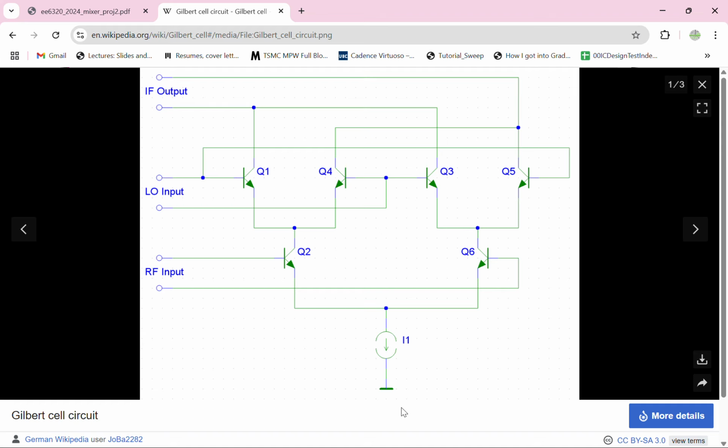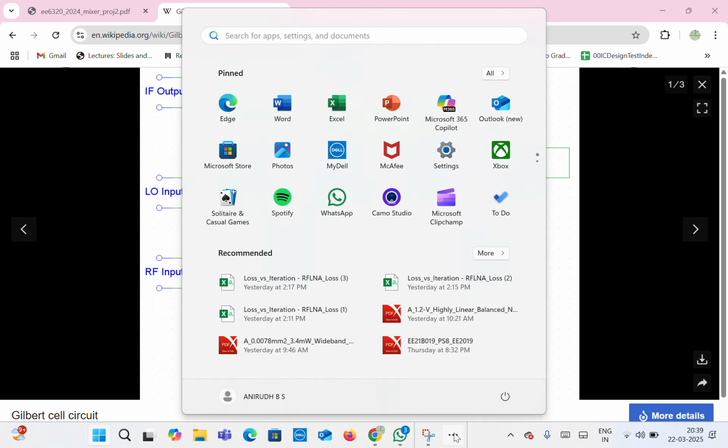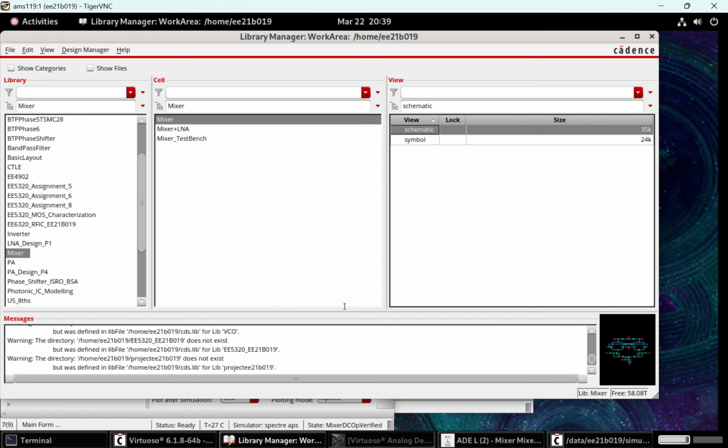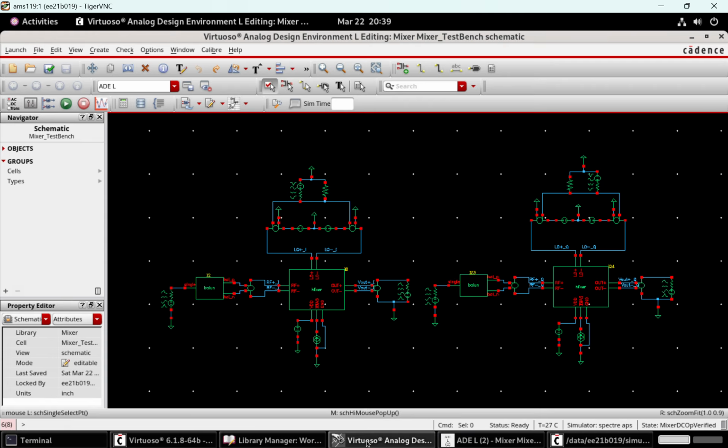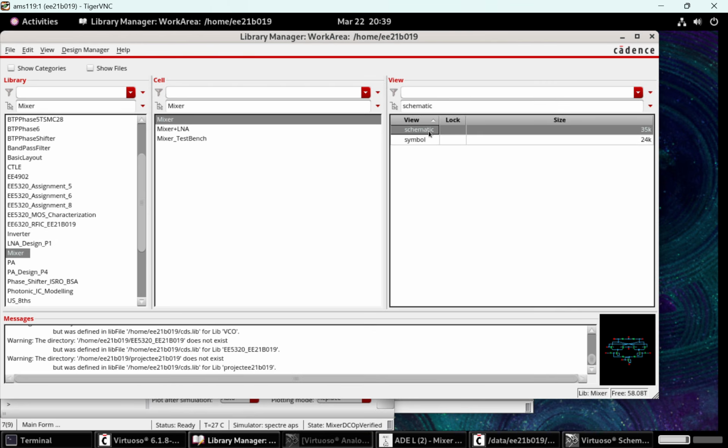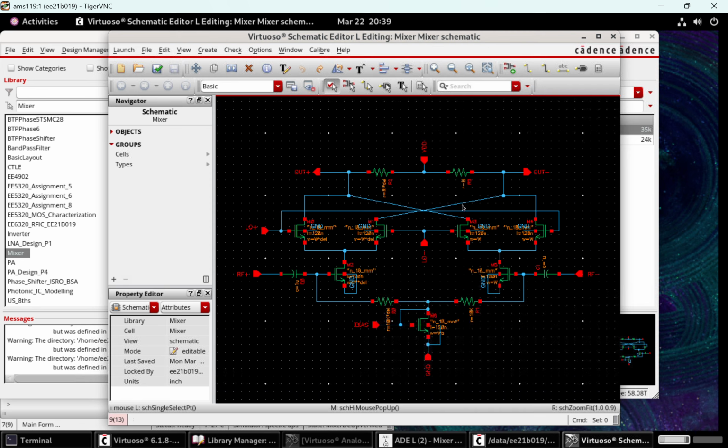So now we shall look at the same in Cadence. So I have already designed the mixer. So this is the design of a mixer. This is the LO plus, LO minus, RF plus, RF minus, and this is the tail current source. This resistor is used to provide gain. This resistor is used to improve linearity. And so this is the design.